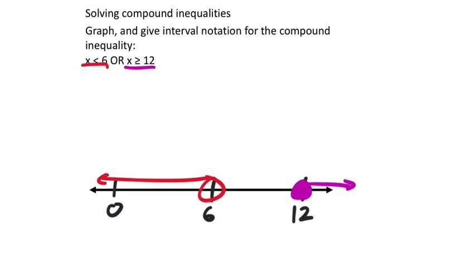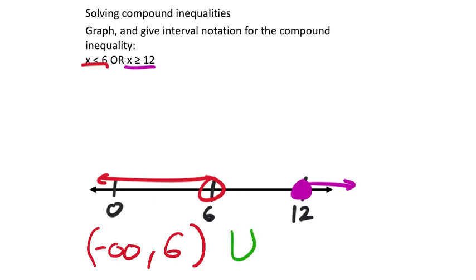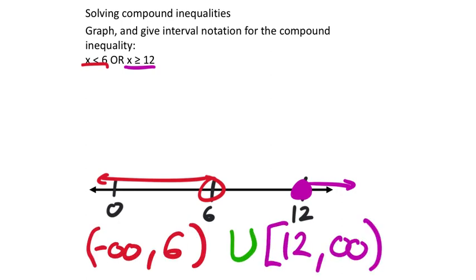If for some reason we had an and statement between those two, there wouldn't be any solutions because the two lines never intersect, which we saw in the one example. But for the or statement, I know this goes to negative infinity. It stops at 6, which is not included, so it's a parentheses. I'll unite these two starting at 12, which is included, so it's a square bracket, and it goes to infinity, which is never included, so there's a parentheses.